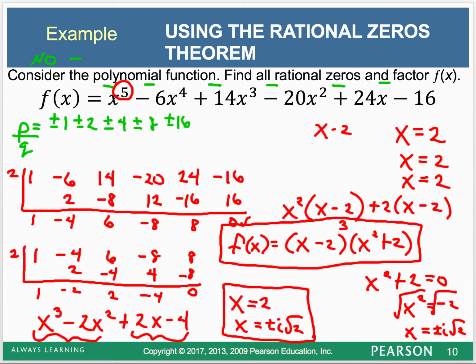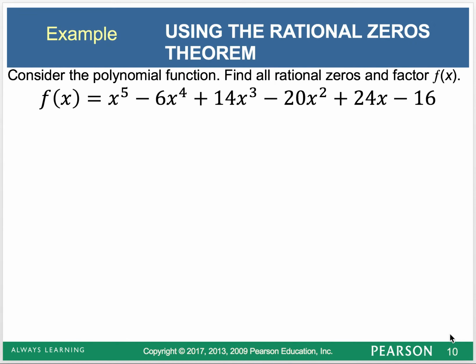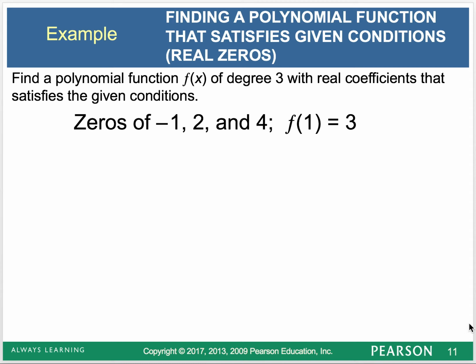Okay, let's see what else we got going on here. Okay, now we're doing kind of the opposite. It's going to give us what the zeros are and ask us to find the function instead of giving us the function and asking us to find the zeros. Okay, so I'm looking for a function.